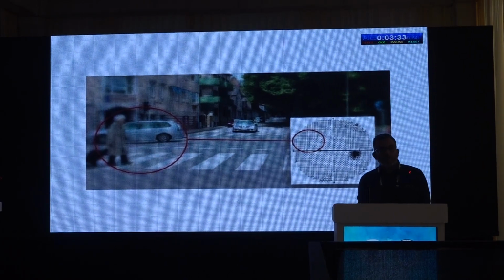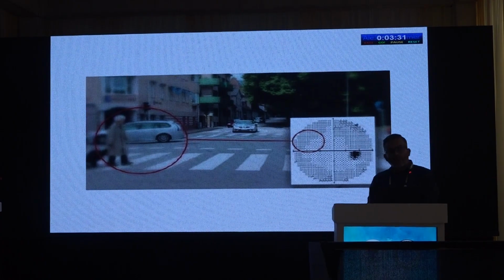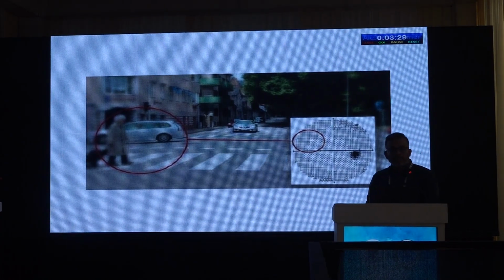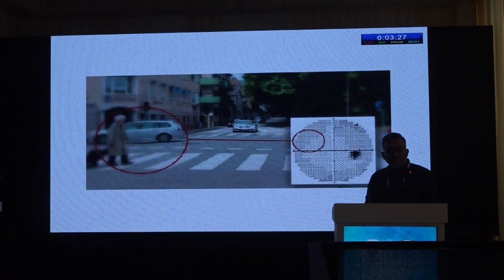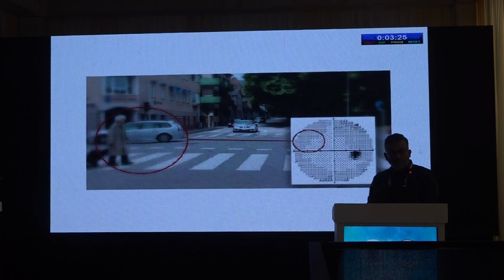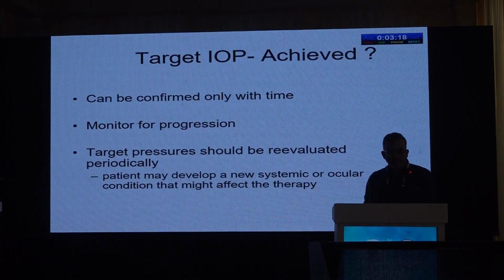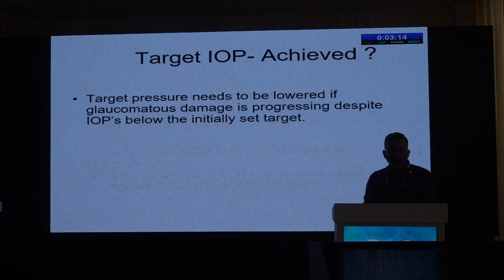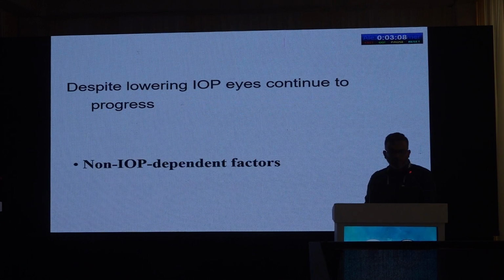So remember, it is a dynamic intraocular pressure. You have to keep reassessing all the time. Initially assess it with time. Once you can monitor his OCT, RNFL as well as fields, and remember to reassess. It can be confirmed only with time. Reevaluate it periodically. You might have to lower the target IOP if you see that there is progress further.